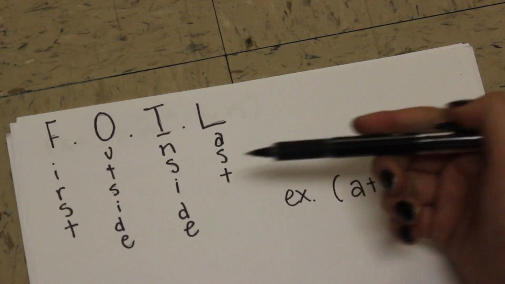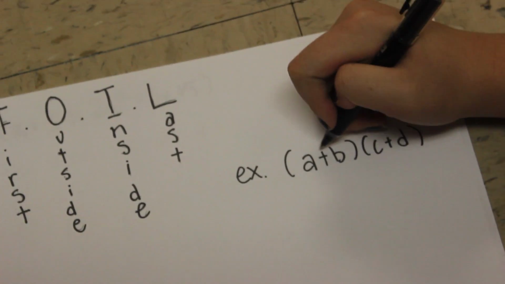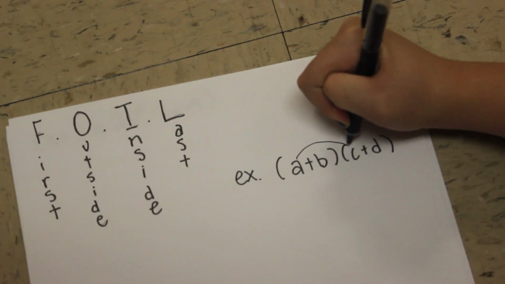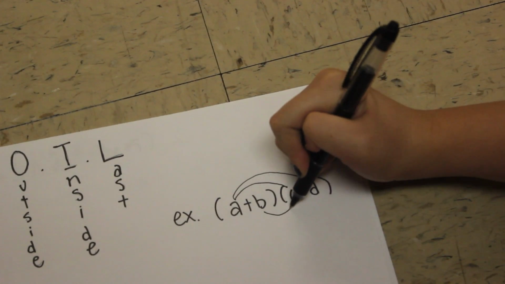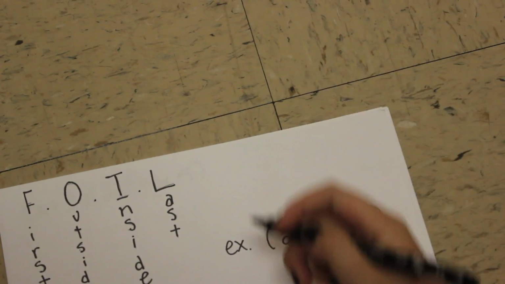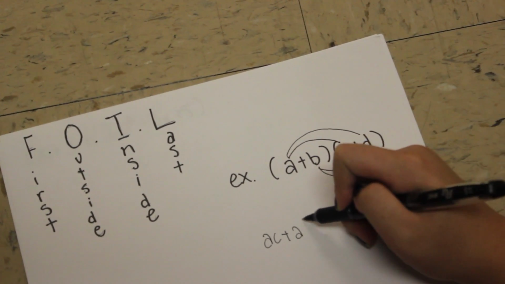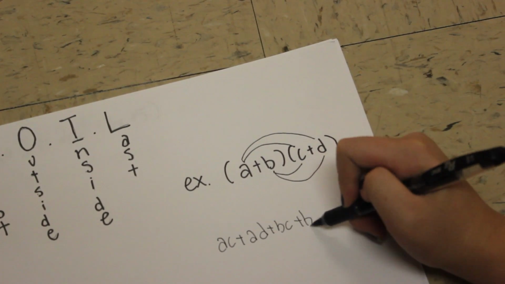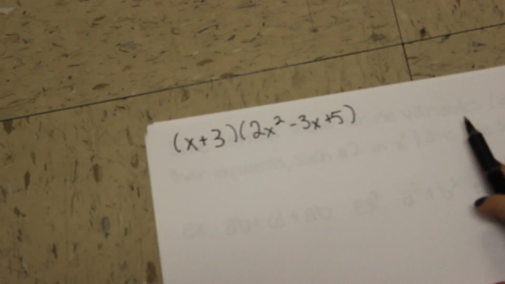FOIL is first, outside, inside, and last. And our little equation for that is we take your first term, and we multiply our firsts, our outsides, our insides, and our lasts. And we get AC plus AD plus BC plus BD. Okay, and now there's one more step in this one.